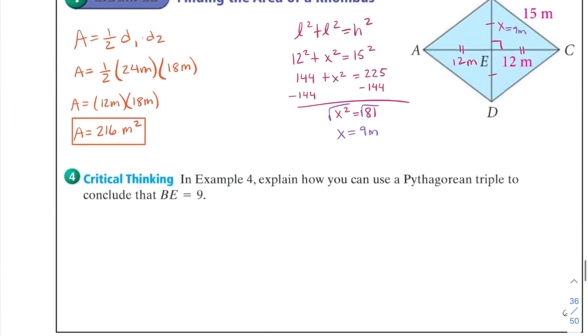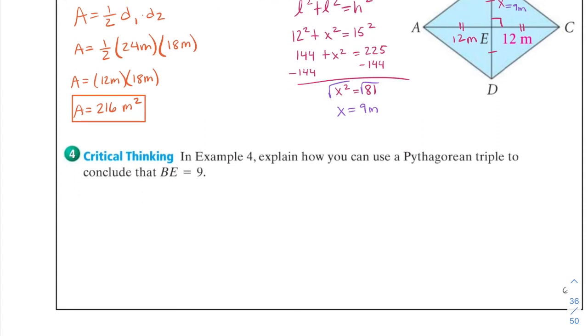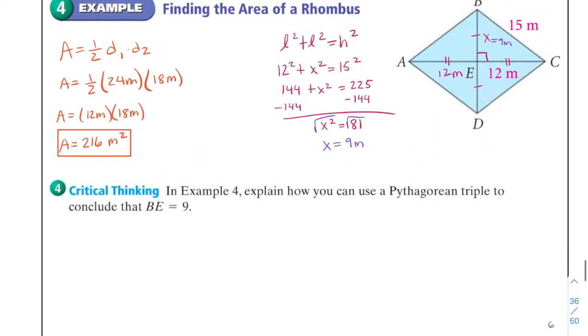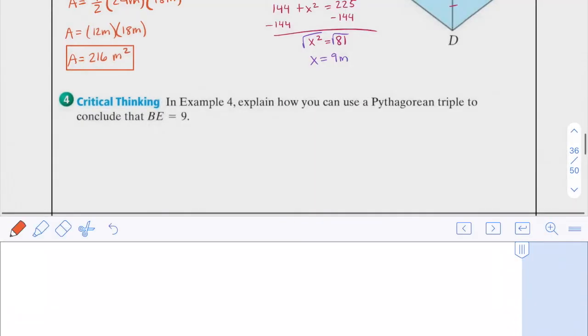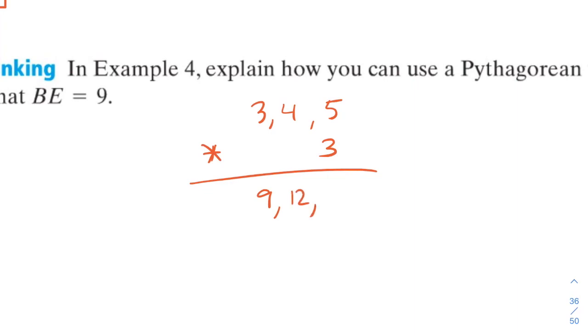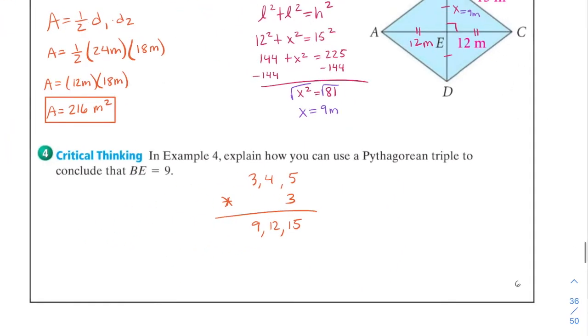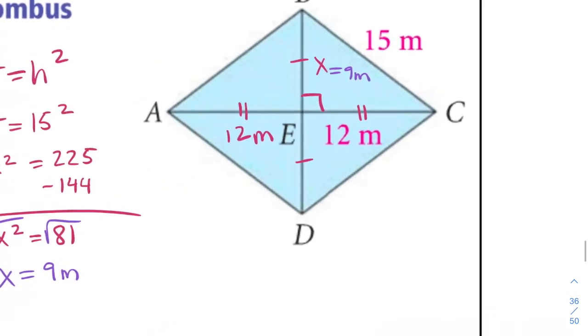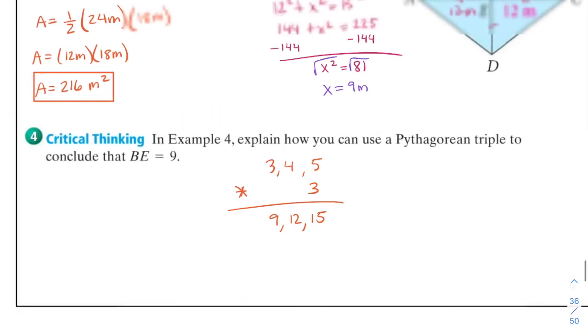In example 4, explain how you can use a Pythagorean triple to conclude that BE equals 9. Well, my Pythagorean triples, remember, the most basic one is 3, 4, 5. So 3 squared plus 4 squared equals 5 squared. Multiply these all by 3, and you get 9, 12, and 15. So that's the reason why you have 9, 12, and 15, because 9 has to exist if 12 and 15 do. 15 being the hypotenuse, 12 being one of the other side lengths.